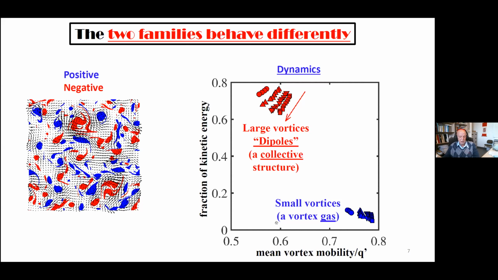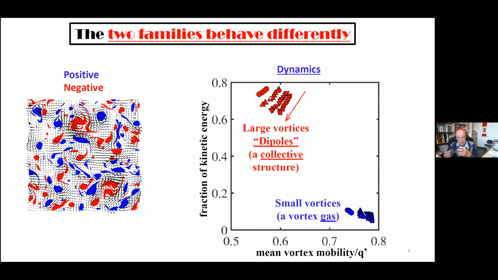You have this plot here in which you have the vortices, and here you have the average mobility of the vortices, how fast they move around. And here you have the kinetic energy associated with the vortices, how much they are moving the fluid around them. You look at the small vortices, they're like a vortex gas. They move around fast, and they have a very small fraction of the energy. And you look at the large vortices. Well, this is where the dipoles are. They have most of the kinetic energy, but they move slowly.